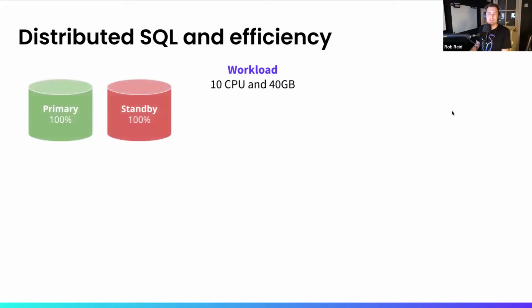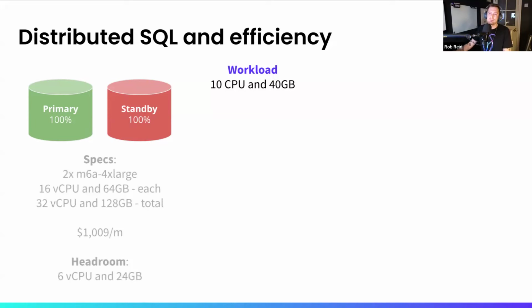In a primary standby configuration, each node must be able to support 100% of the production workload. So that's 100% of the production workload for the primary while everything is going happily, and 100% on the standby, just in case we need to fail over to the standby. And that means that at any given time, around 50% of the infrastructure, depending on how the standby is being used, is sat idle. So let's take a look at some specs.